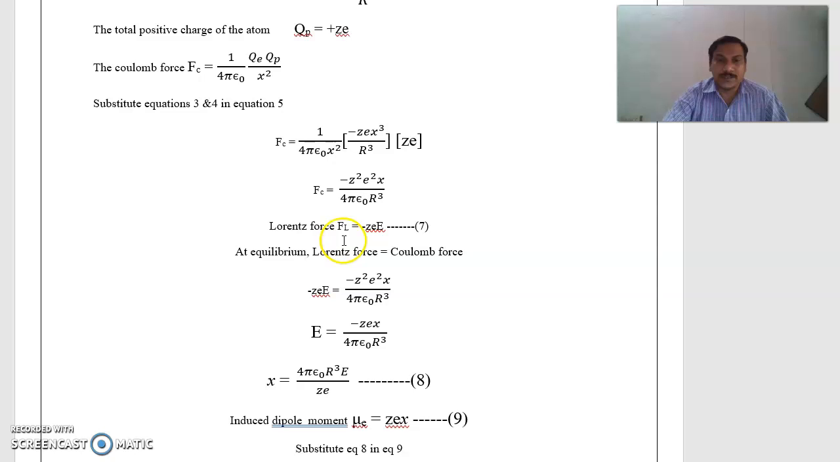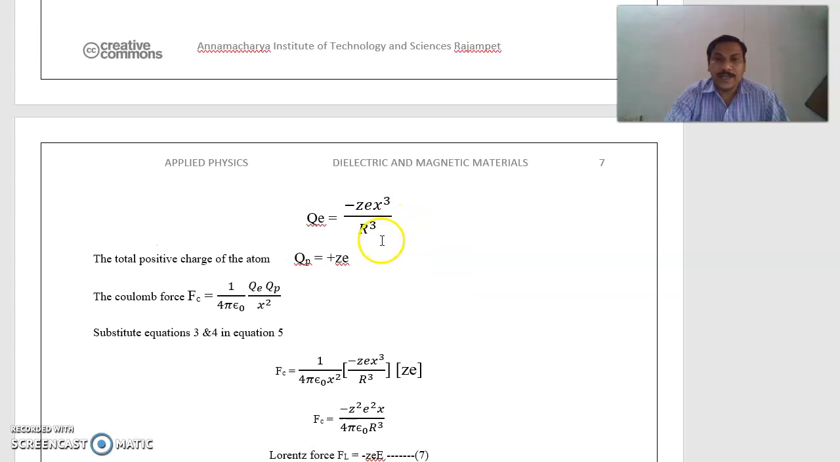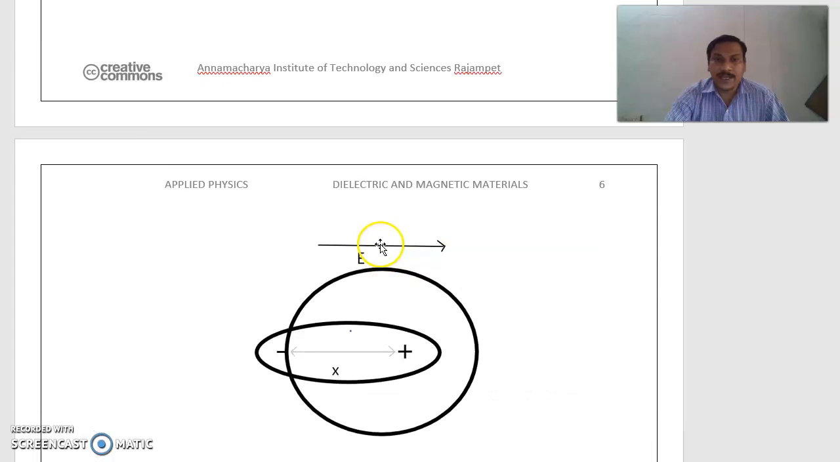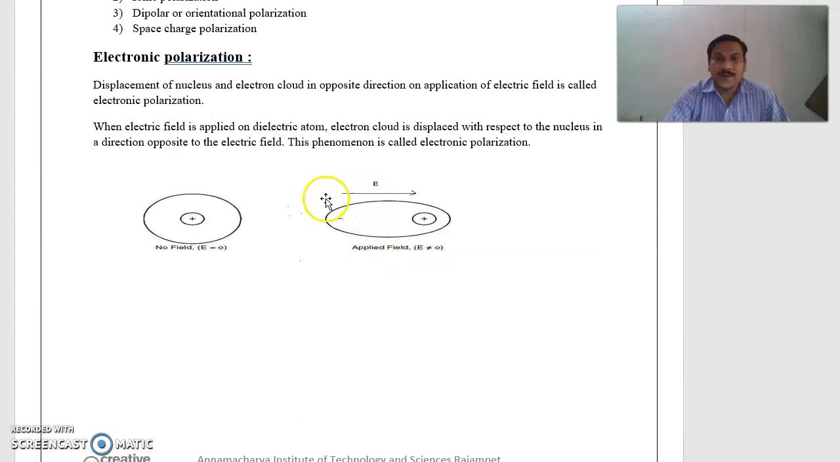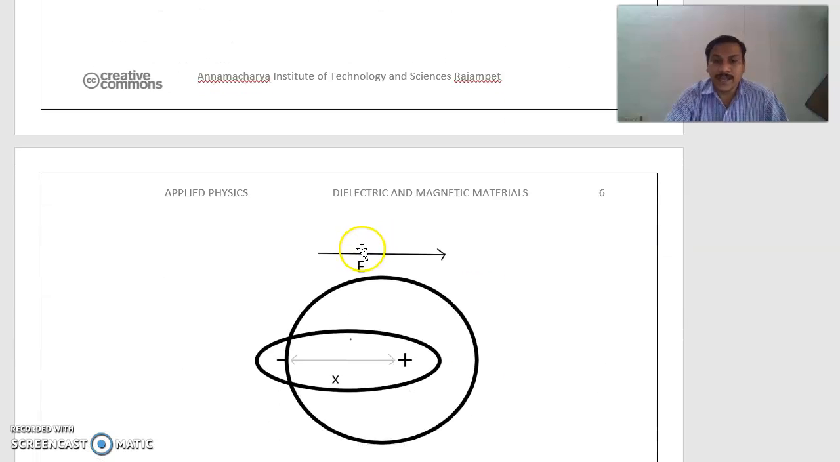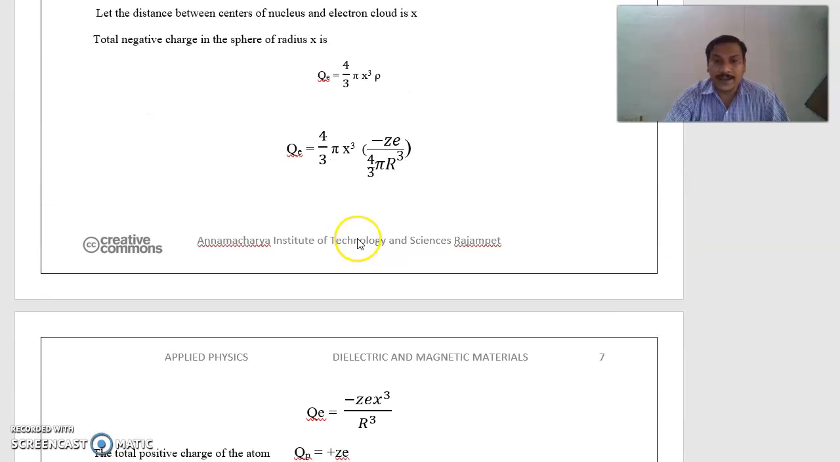Next, the Lorentz force. Fl is equal to minus Ze into capital E. On the application of the electric field, the electron cloud has less mass, so comparatively the electron cloud is displaced in the direction opposite to the electric field. So we take the Lorentz force. In the calculation of the Lorentz force, we take the total negative charge, that is minus Ze, into the applied electric field.